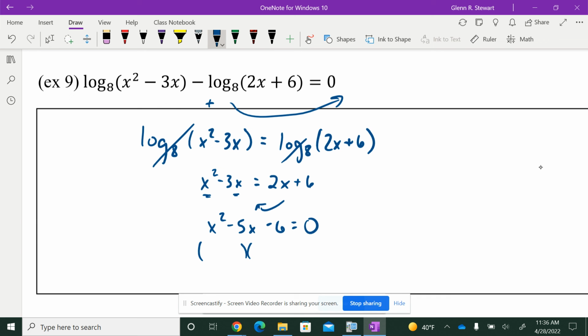And then we want to factor that. So x minus 6 and x plus 1. Set those both equal to 0 and solve, and you get x is equal to 6 and x is equal to negative 1.